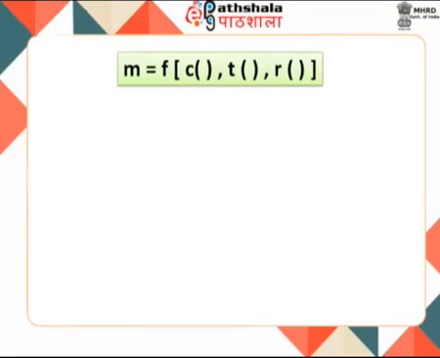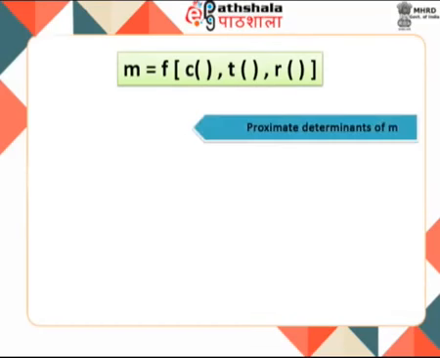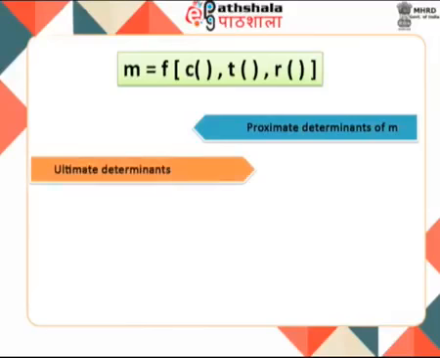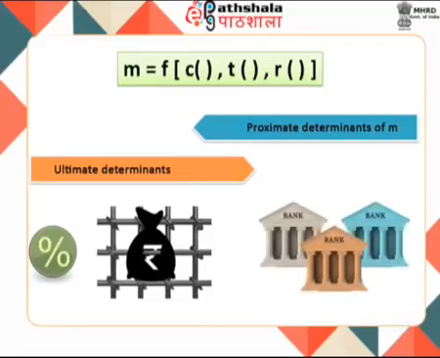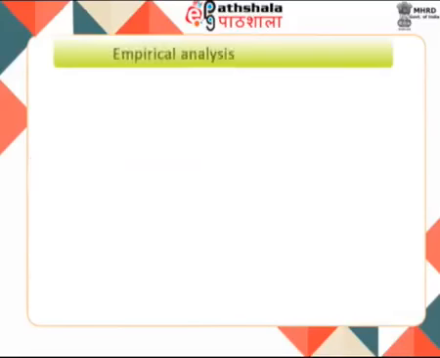The equation shows us that the proximate determinants of m and therefore of money supply are further affected by the ultimate determinants like several rates of interest, holdings of black money, spread of banking facilities, etc., which impinge on one or more of the asset ratios. Now, to predict the values of C, T, R, let us look at the empirical analysis of the three ratios.